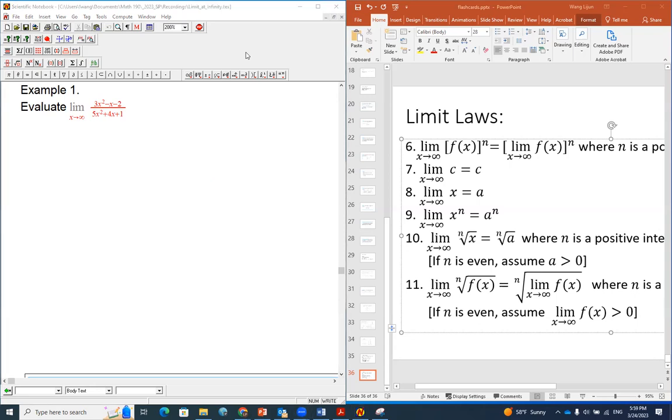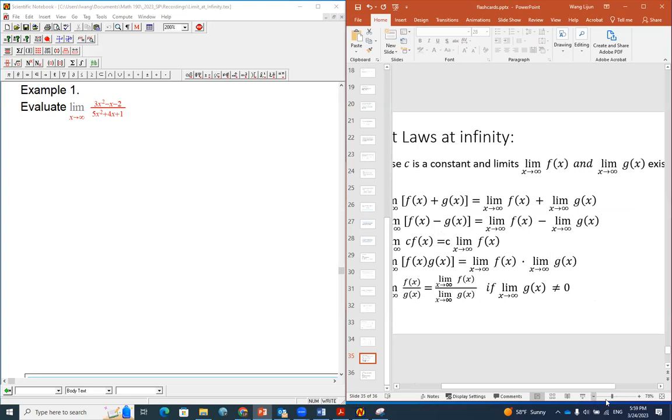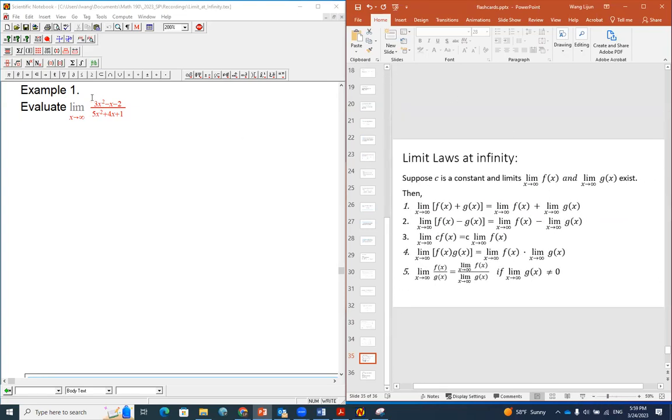I'm going to clear that arrow. Now when we see this limit as x approaches infinity, we actually cannot apply the law of limits. Why? Because we have to check that the individual limits exist. When x approaches infinity, the top approaches infinity and the bottom approaches infinity, so both limits do not exist. When something approaches infinity, that limit does not exist. Now in this case, what do we do?